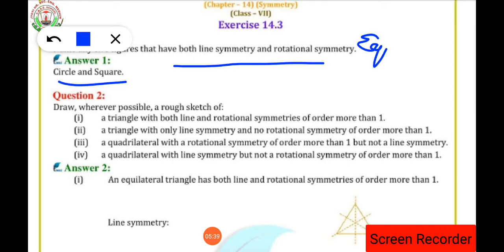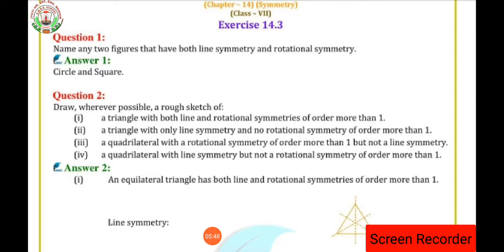Then you can write the equilateral triangle, isn't it? Then hexagon, pentagon. So all these figures will be examples of figures having both line of symmetry and rotational symmetry. Clear? Then question number 2.